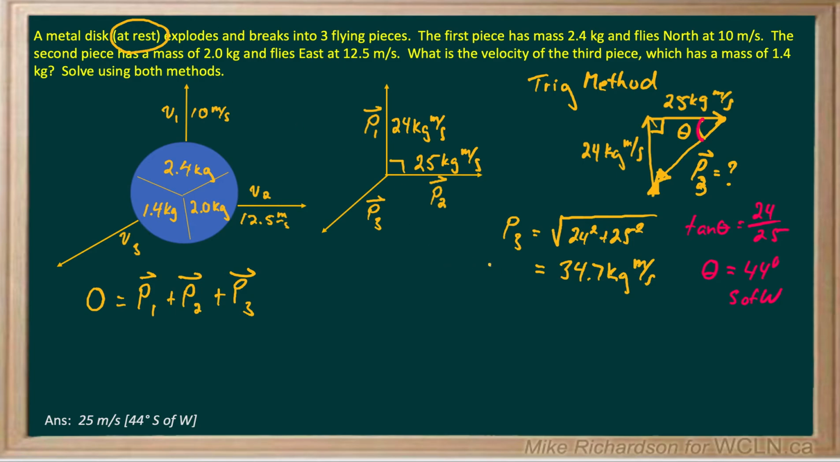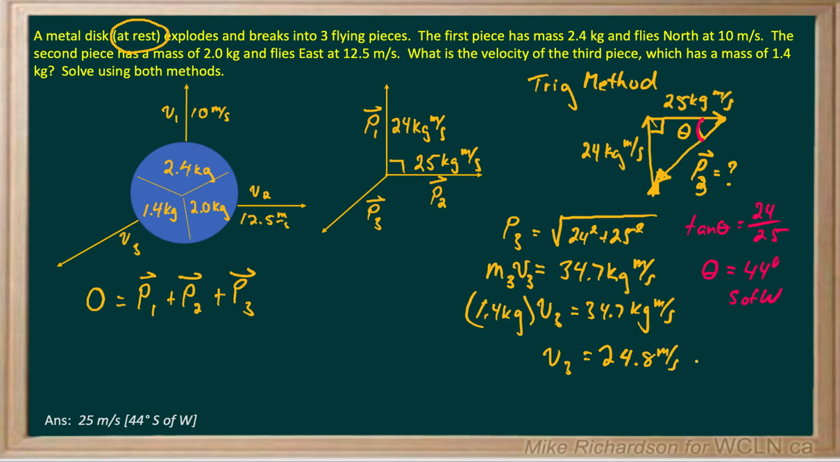Well, remember momentum is simply mass times velocity. So mass 3 times velocity 3 will be that momentum. Mass 3 is 1.4 kilograms times V3 equals 34.7 kilogram meters per second. And you end up getting V3 is 24.8 actually, meters per second, which rounds up to 25 meters per second at an angle of 44 degrees south of west. Now that's the trig method.